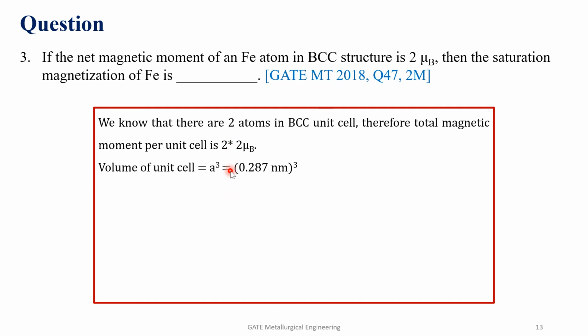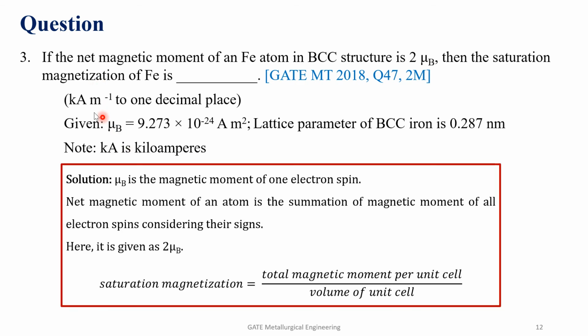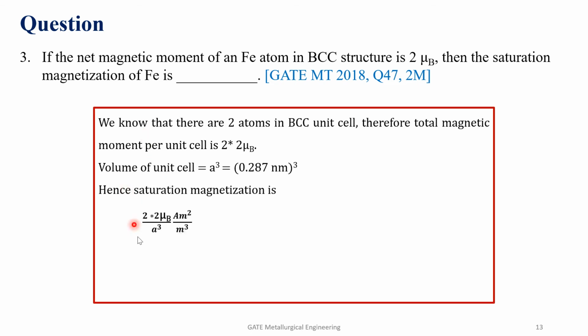And if we take the ratio of this by this, we will get the saturation magnetization. Also, in this question, it was already mentioned that the unit has to be kA per meter. So in order to verify that, we can just divide these two things, that is 2 times 2 μB by a cube. 2 times 2 μB will have a unit of A m square, and a cube will have a unit of m cube. Therefore, on dividing these two things, we will get A by m itself. So 2 times 2 μB divided by a cube is equal to 1571.69 kA per meter. So that is the saturation magnetization.